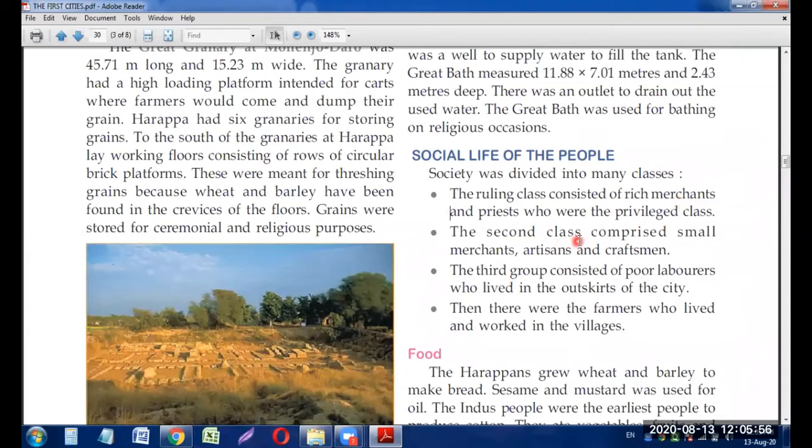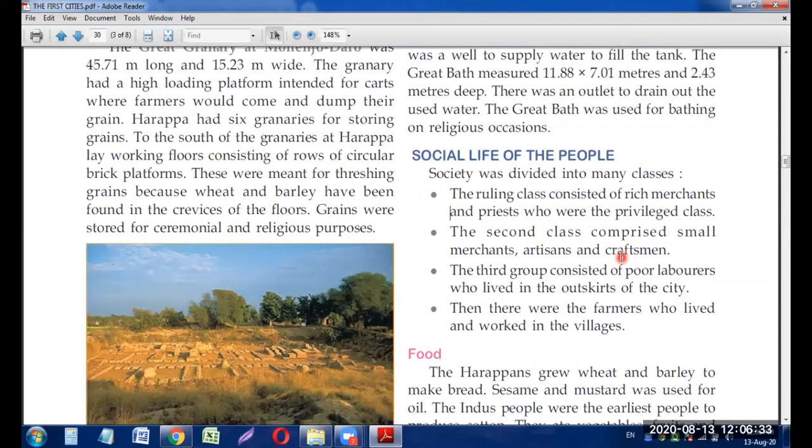The second class comprised small merchants, artisans, and craftsmen. The most upper class was the rich merchants and the priests. Now the second class, the people below them, consisted of small merchants, small traders, small businessmen, even artists who did painting, and craftspersons who made a lot of handmade goods. So they were included in the second class of people in those times in the cities of Mohenjo-daro and Harappa.